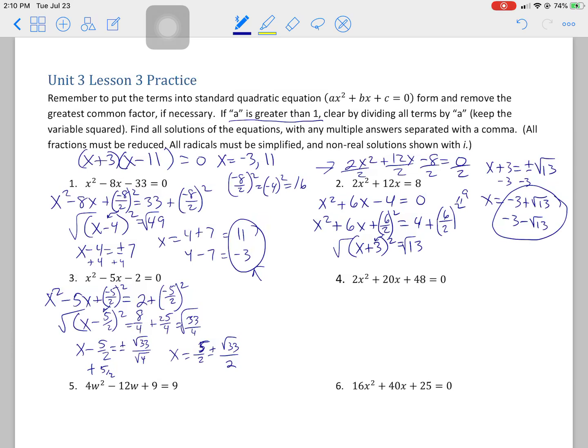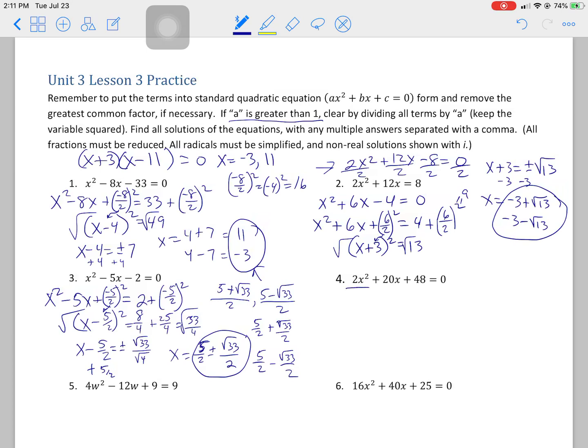So that is one way to put your answer. Another way to put your answer would be 5 plus or minus the square root of 33 over 2, that is, 5 plus square root of 33 over 2, 5 minus square root of 33 over 2. You can also put 5 over 2 plus square root of 33 over 2, 5 over 2 minus square root of 33 over 2. Whichever one you need to put down, okay?